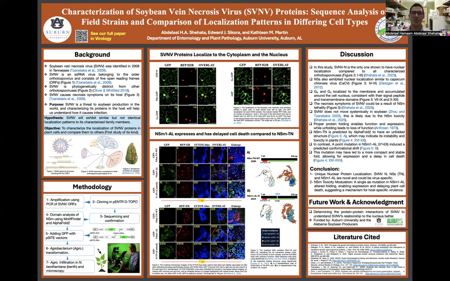I'm very excited today to walk you through the first study of its kind, where we characterized the localization of soybean vein necrosis virus proteins in plant cells. So first of all, I would like you to know that soybean vein necrosis virus, or SVNV, was first reported in Tennessee in 2008 by Dr. Zhang. And this virus has a single-stranded RNA genome.